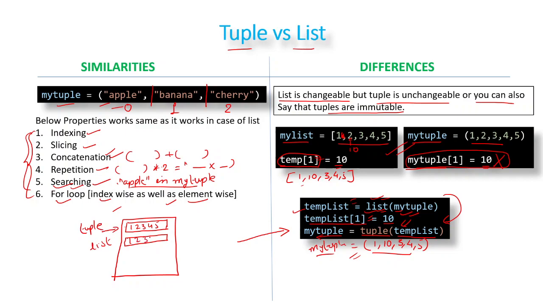So here 1 2 3 4 5 is created, and then when we do list of 1 is equal to 10, this 2 is replaced by the value of 10, and so this new memory location becomes 10.